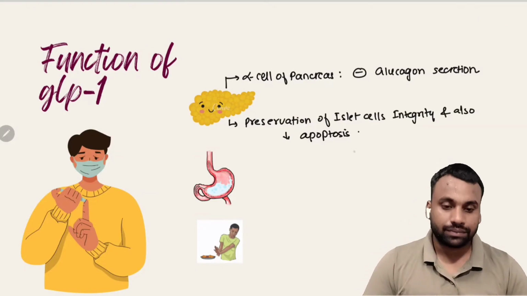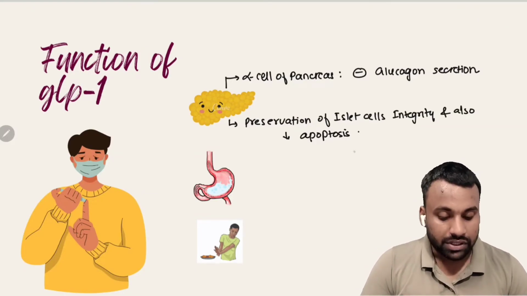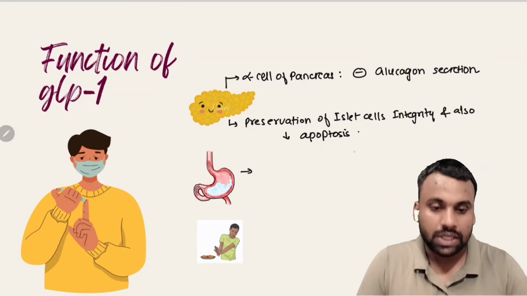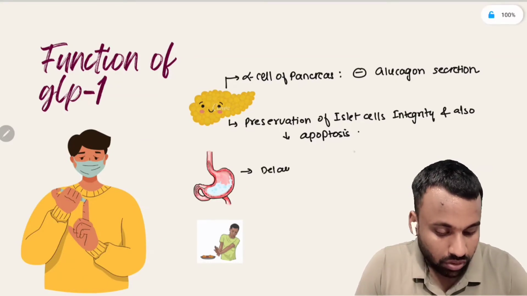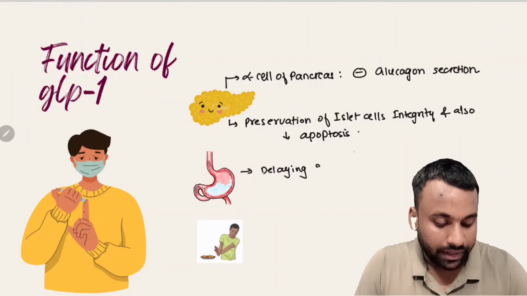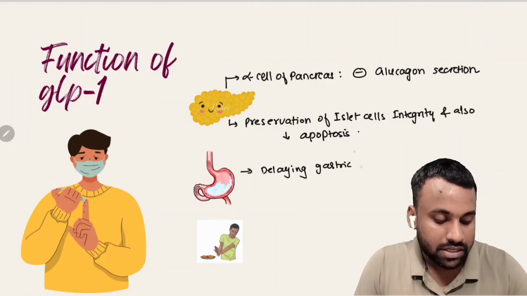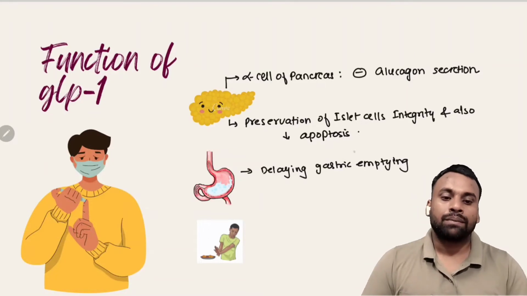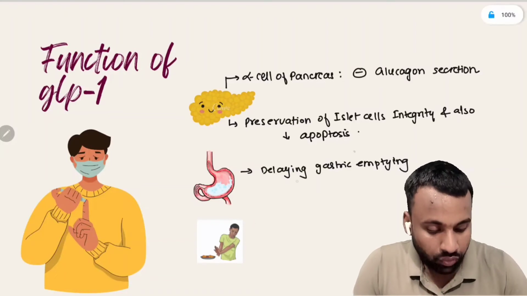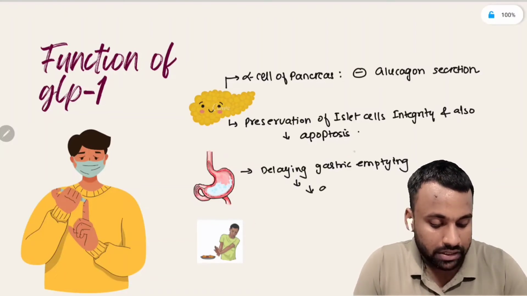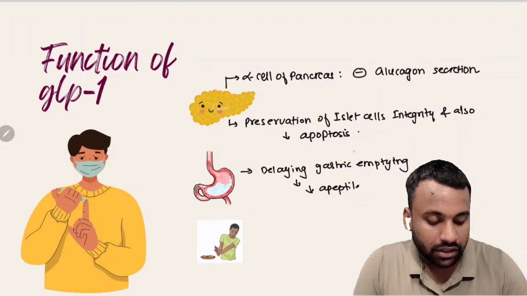Apoptosis. And among the other features, GLP is responsible for delaying gastric emptying, which is mainly responsible for decreased appetite in the person.